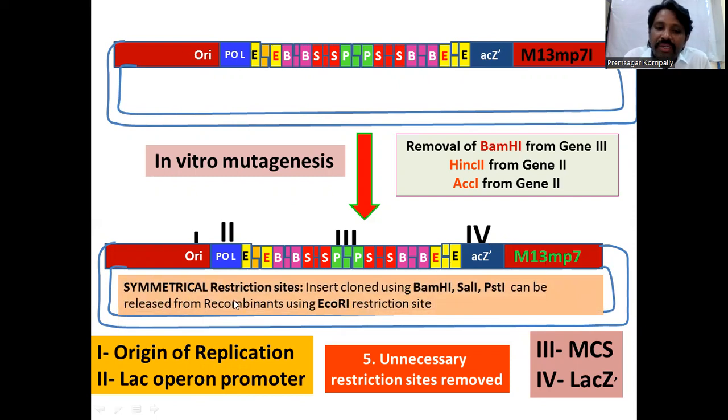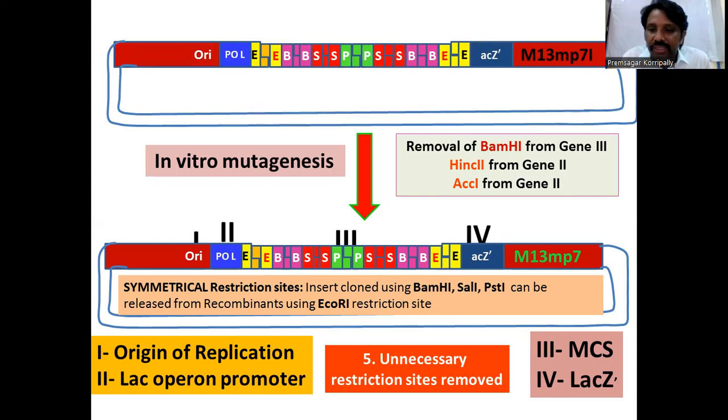M13mp7 is a symmetrical vector. Why are we calling it a symmetrical vector? Because when an insert is cloned using BamHI or SalI or PstI, you can still release the cloned fragment using the EcoRI sites. You can see EcoRI sites are at the borders. So whenever you clone with BamHI or SalI or PstI, you can still release the insert by using the EcoRI sites. Hence, M13mp7 is called a symmetrical vector.